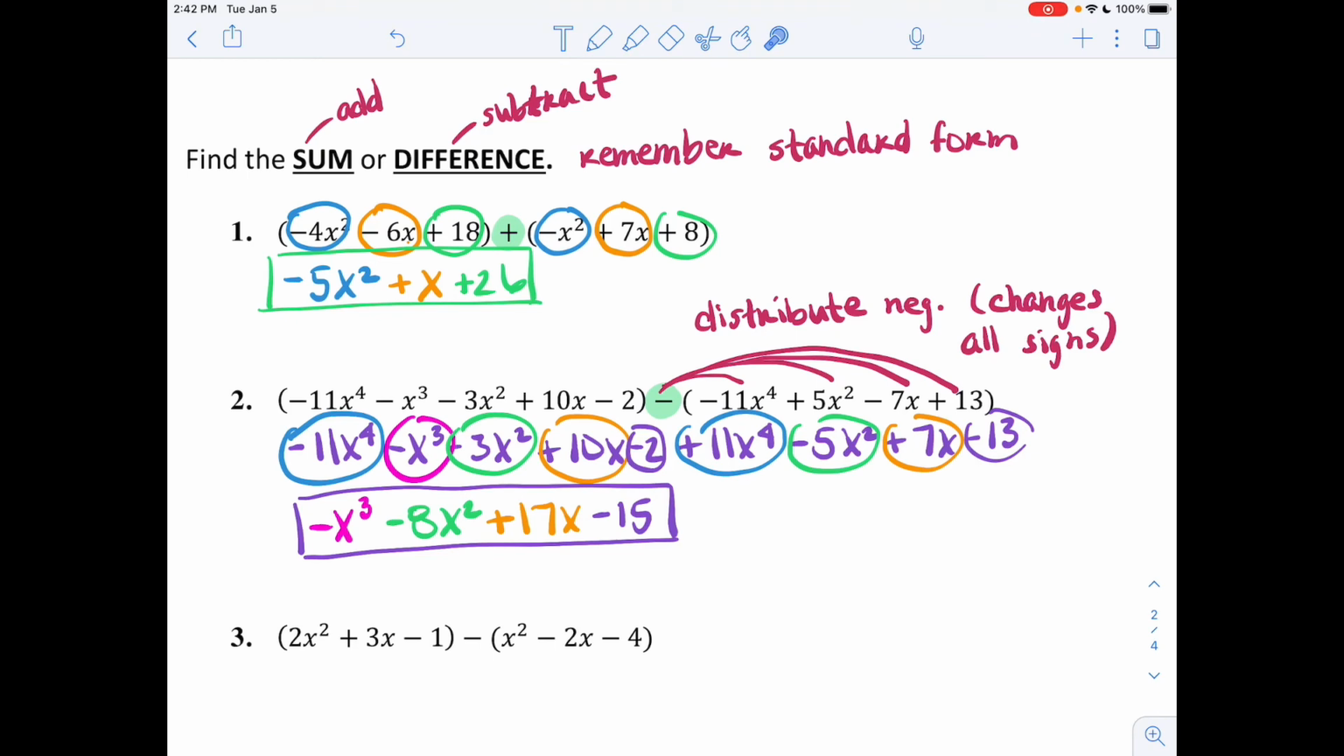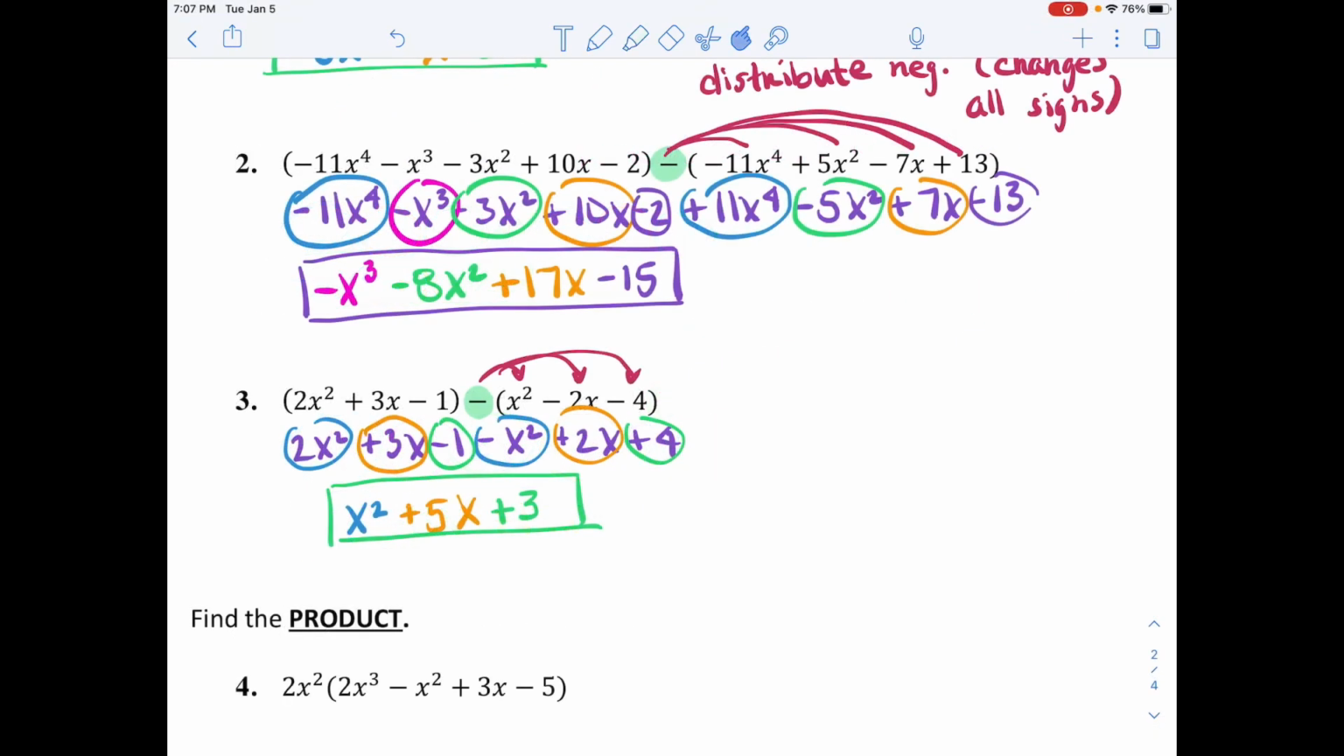Now I'd like you to pause the video and try number 3. It's another subtraction problem. I know that because there is a subtraction symbol here. Come back and see how you did.